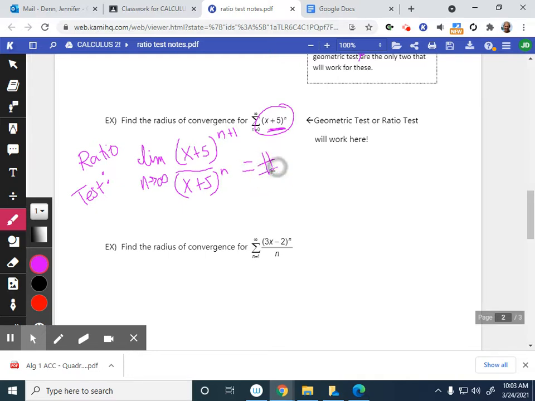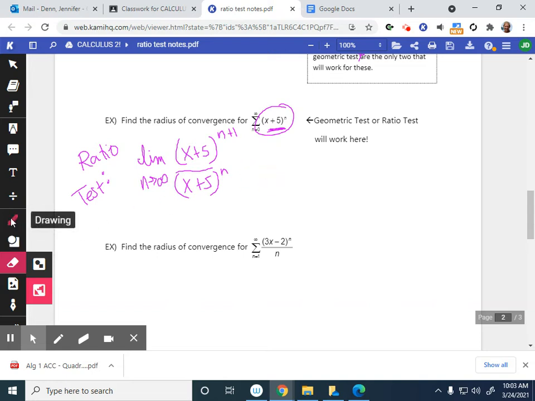Now, when I didn't have x's, what I was doing was finding that limit, and whatever number that limit equaled, I would compare that to 1. And as long as that limit was between 1 and -1, my series converged. And if that limit was bigger than 1 or less than -1, my series diverged. Well, this time I'm not going to get a number. This time I'm going to get x's. So let's see what happens.